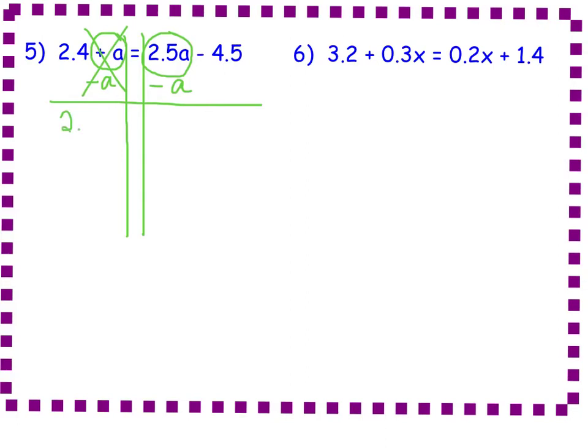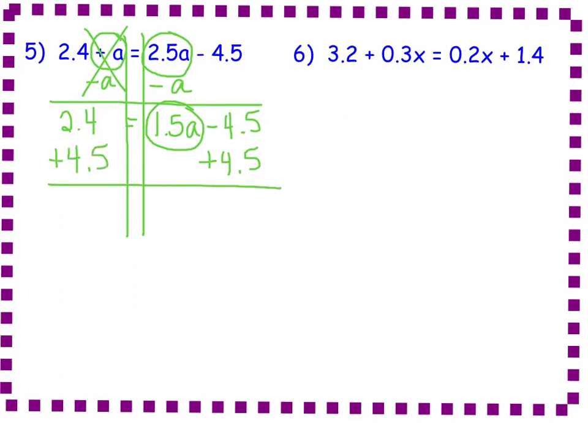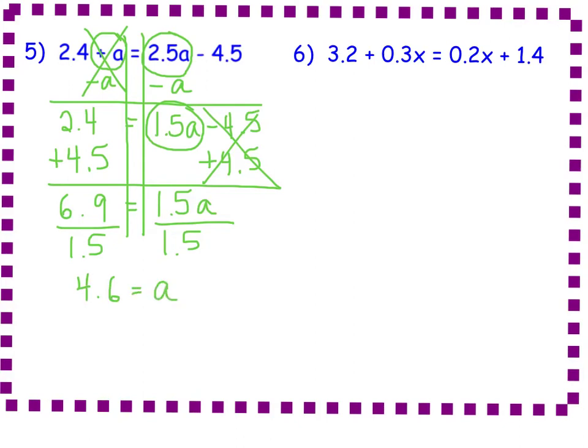That leaves me with 2 4/10 equals 1.5a minus 4.5. Now here's my term with the variable, so I'm going to add 4.5 to both sides. So that's going to give me 6.9 equals 1.5a. And the last step would be to divide by 1.5. This gives me an answer of a equals 4.6.